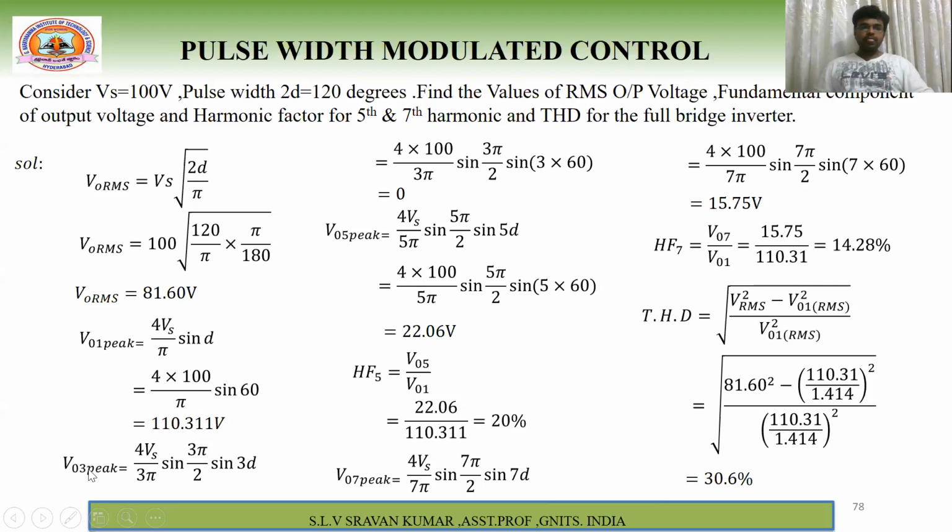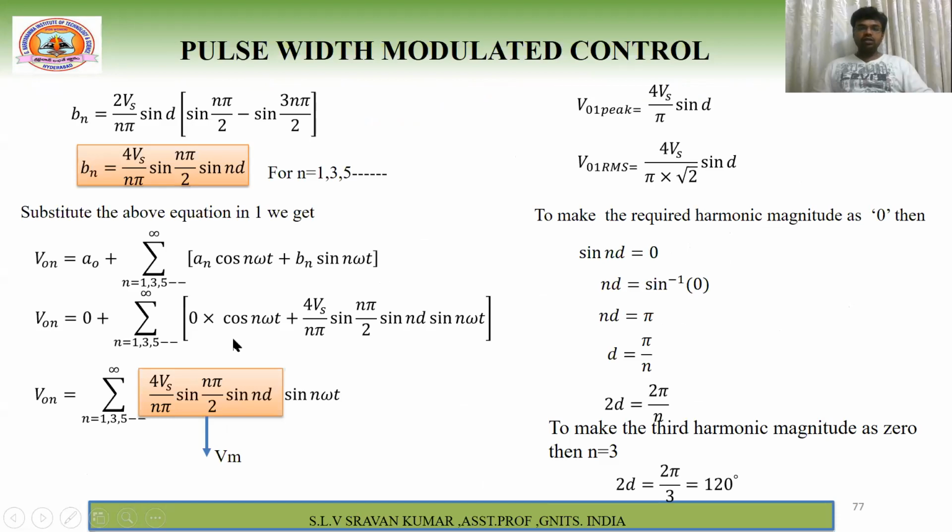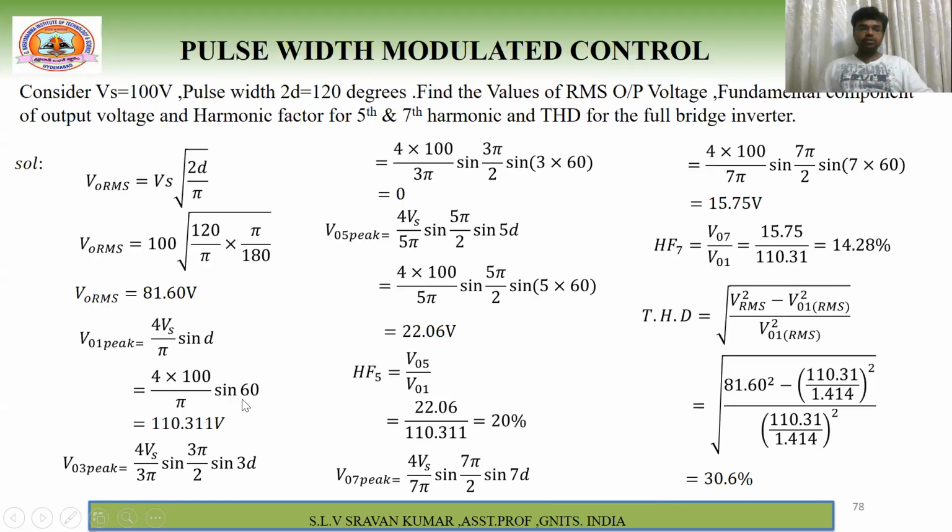And what is V03 peak value? V03 peak means this harmonic. We have to substitute this equation, so please use it: 4 Vs by n pi sine n pi by 2 sine nd. In this, what is the n value? 3. Therefore 4 Vs by 3 pi sine 3 pi by 2 sine nd. Wherever n is there, you can keep n equal to 3. Forget about sine 3 pi by 2, that is -1. Always just consider magnitude.